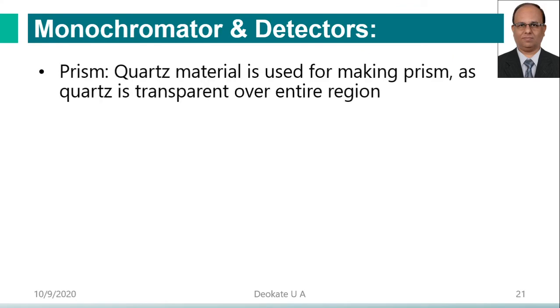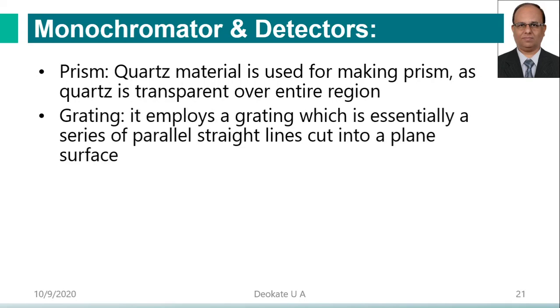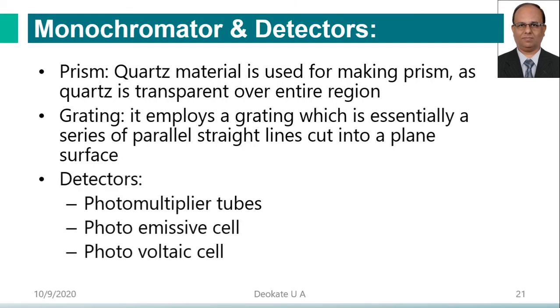The next component is your monochromators and detectors. We can have prisms for dispersion purposes. Quartz material is used for making the prisms, as quartz is transparent over the entire region. It can be used for the UV and visible region. We can have gratings also in the monochromators for dispersion of radiation. It employs a grating, which is essentially a series of parallel straight lines, as we have learned in the previous chapters, cut into parallel surfaces. Angular dispersion will be there.